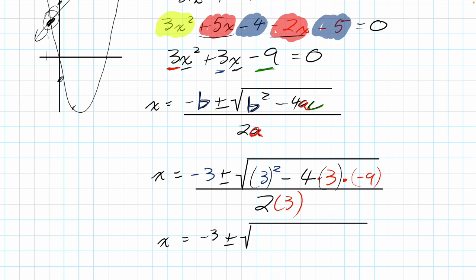3 squared is 9, so that's going to be 9. And then we have a negative times a positive is a negative. And then that negative times a negative is a positive. So we're going to get plus, which is good. Now I just have to figure out the terms. This is going to be 12 and 9.